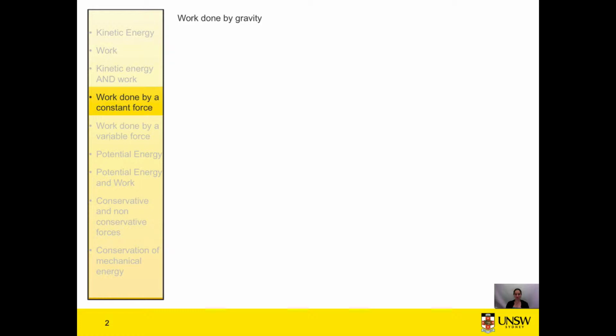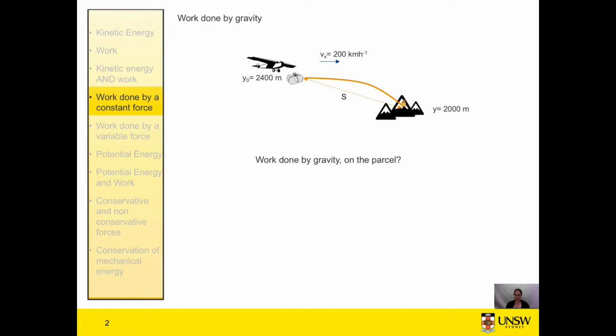As an example, we have one that you've already seen. We have our supply plane dropping off a parcel to a remote village. The plane will release its package when the package is at a line of sight displacement S from the village, as shown in the diagram, and we know that the initial vertical velocity of the parcel is 0. So neglecting air resistance, how would you go about finding the work done by gravity on the parcel? Which equations would you use?